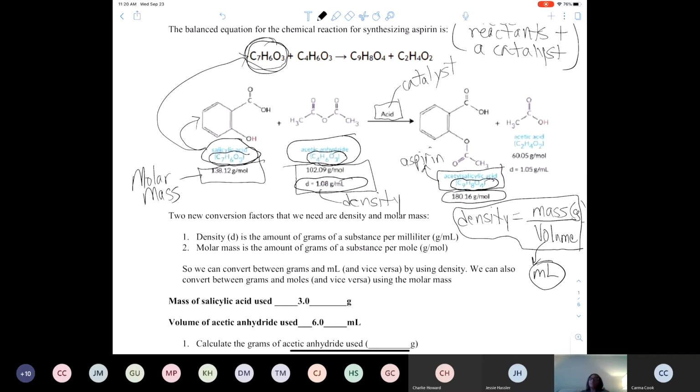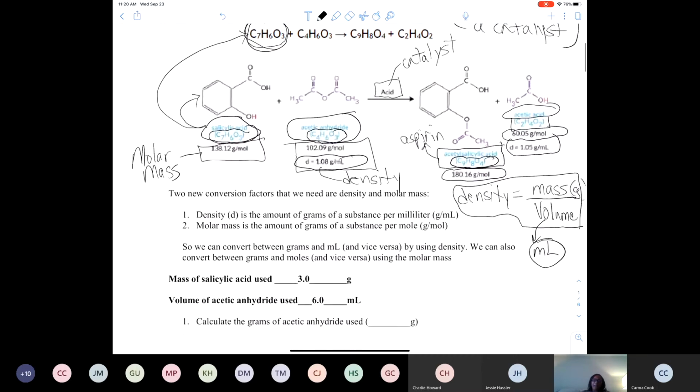And then the other product is considered a side product, acetic acid, with the formula C2H4O2. It is a liquid at room temperature with a molar mass of 60.05 grams per mole and a density of 1.05 grams per milliliter.